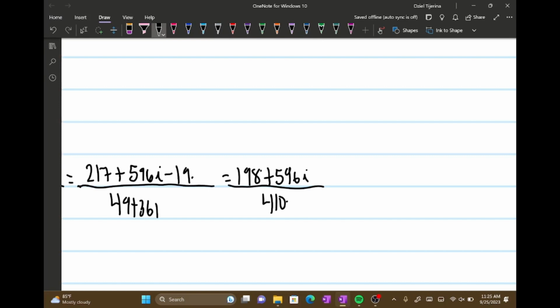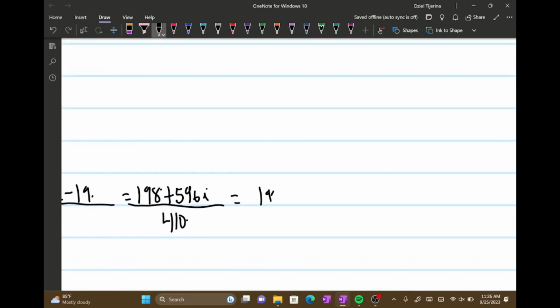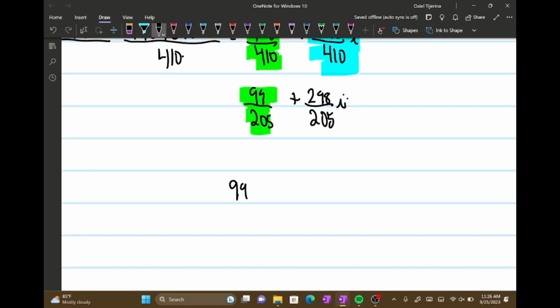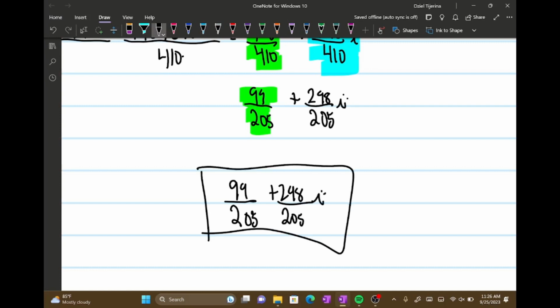I do not think, and I can check really quick, if these actually reduce. I don't know. Okay, yeah, they do. So it's gonna be the following. If I do 198 over 410, and then plus 596 over 410i, this one reduces to 99 over 205 plus 298 over 205i. And this is our final answer, guys.